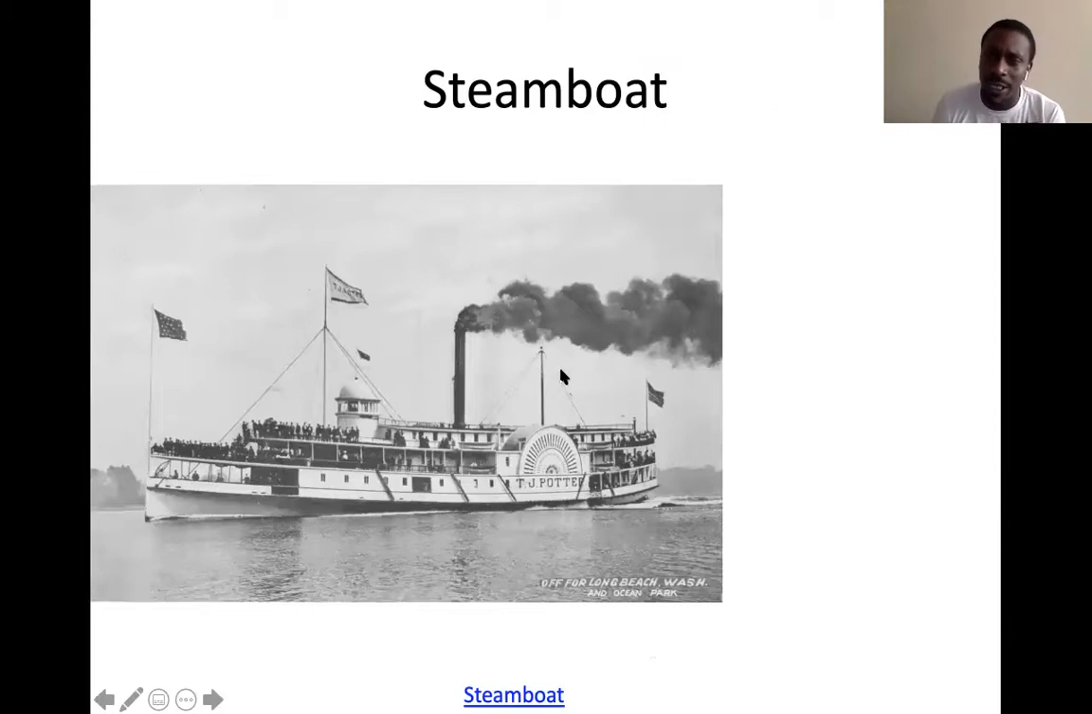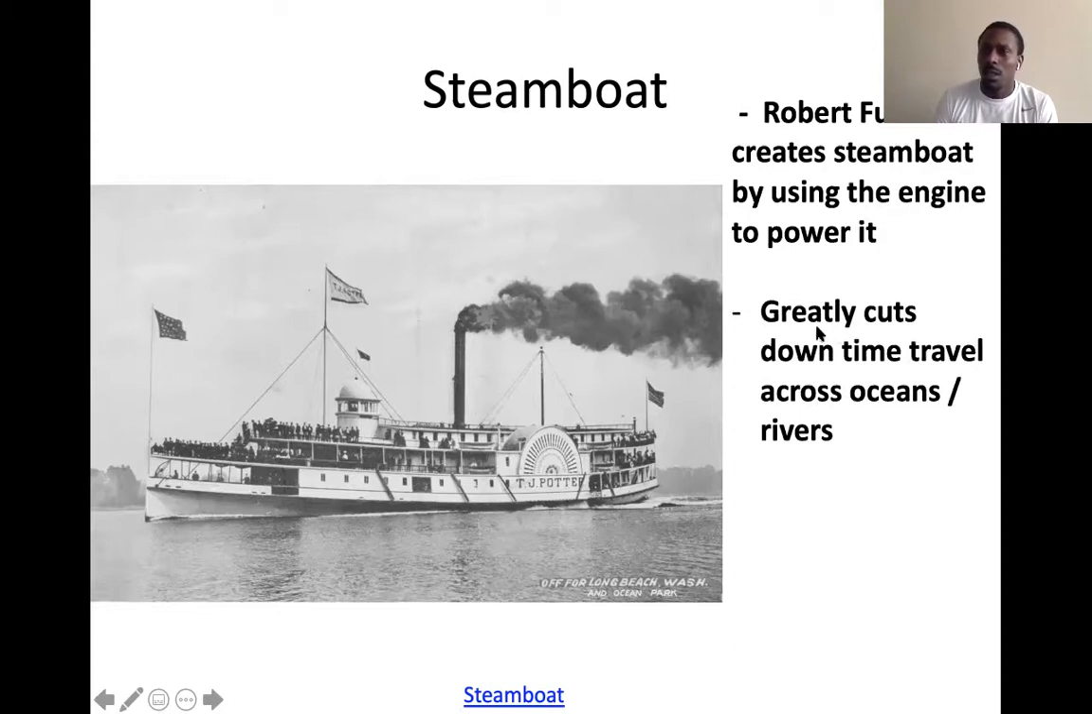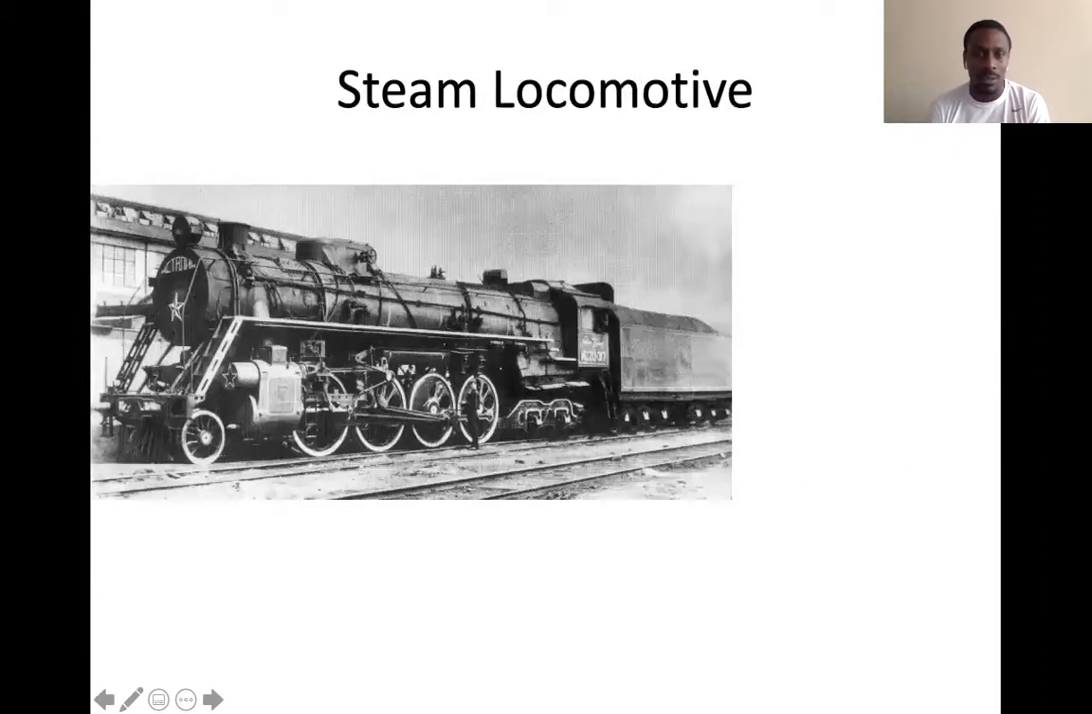So the steam engine was put into the steamboat, which was invented by Robert Fulton. This greatly cut down travel time because now I don't have to depend on sails and people rowing these boats. Now I have steam power that can power my boat across oceans and rivers. And again, this connected the east to the expanding west.